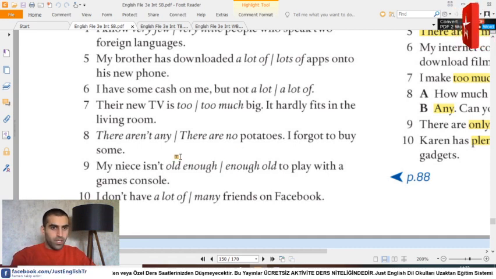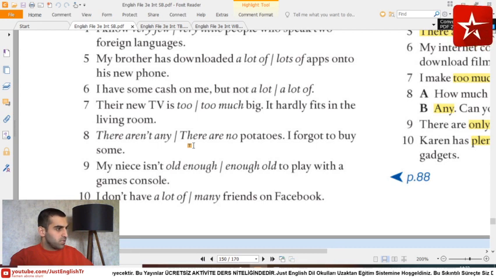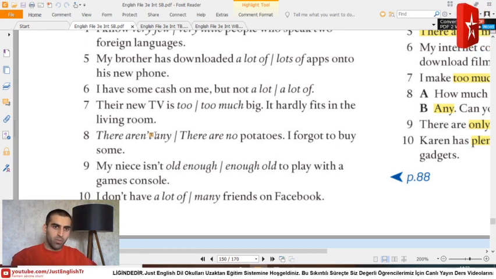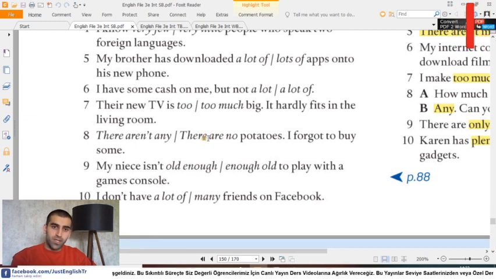So for number 8, there aren't any or there are no potatoes. Okay, and the comments, they say any, aren't any, no, any potatoes, uncountable. Let me tell you the correct answer for number 8. Actually, both of them are correct. As you see, we can use any with not. There are not any potatoes. And we can use no with positive sentences, but with a negative meaning. Both of them are correct.